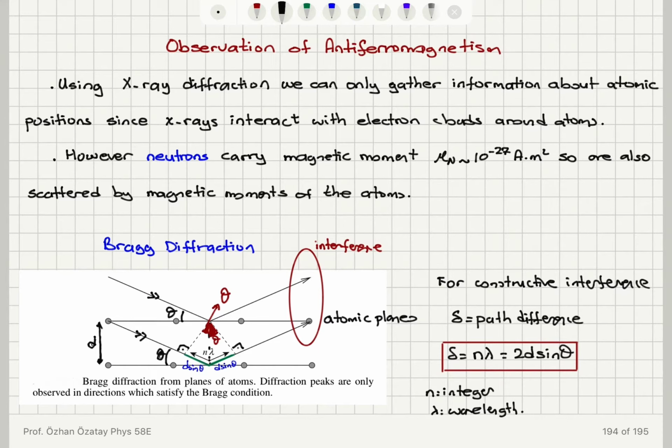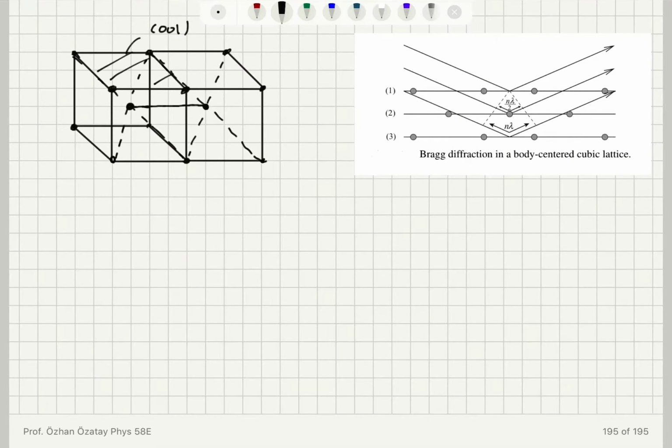So if you look at, for example, the body-centered cubic structure, when I draw the parallel planes, for example, I have the 001 plane, 002 plane, 001 plane, etc. So this is the family of 001 planes. You can see that because there is an interpenetrating plane that is established by these body-centered atoms at the body center, they are creating this plane.